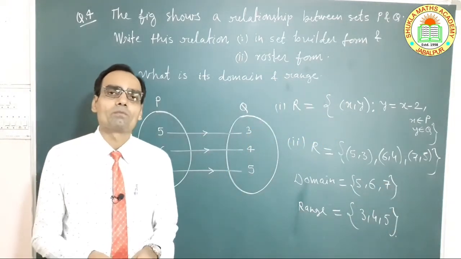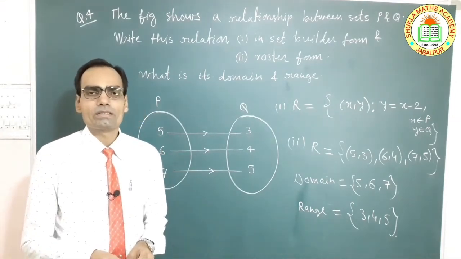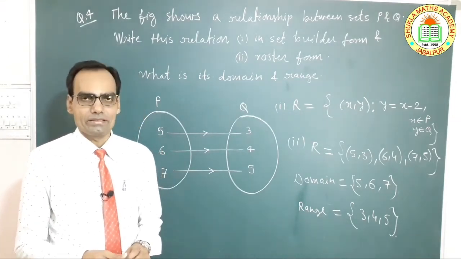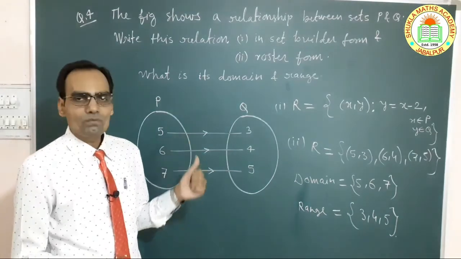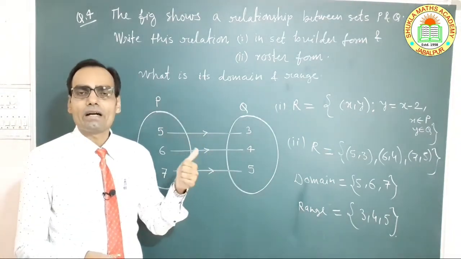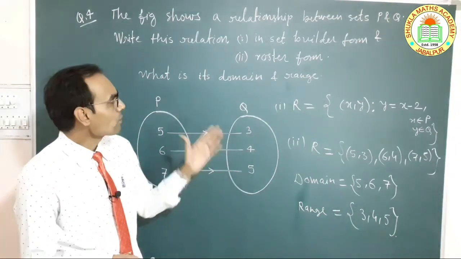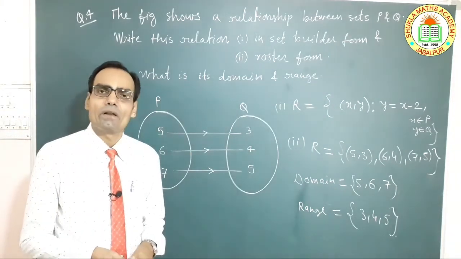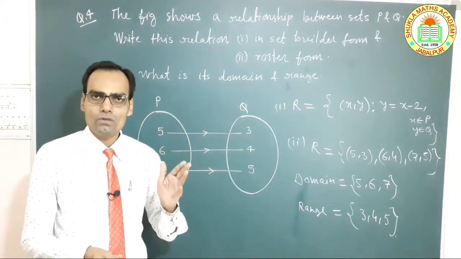So this is the problem based on the domain and range and relations. So by this problem, it is clear that we can also express a relation in two forms. First one is the set builder form and second one is the roster form.